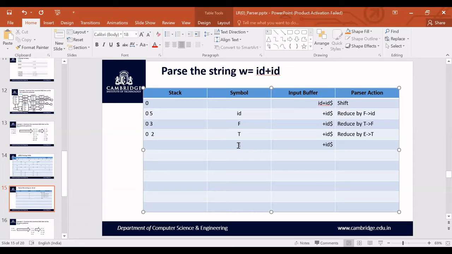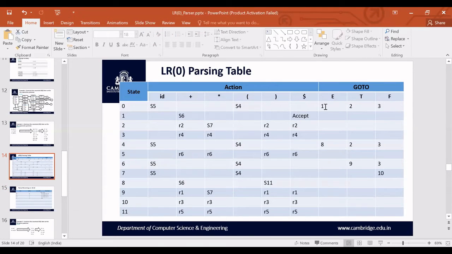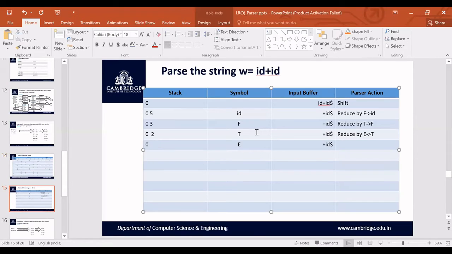Now, how many symbols have you reduced here? Only one symbol. Since you have reduced only one symbol, pop out only one symbol from the stack. The state present on the stack top is 2, so 2 you will be popping out of the stack and you are left with only 0. Now take a transition of 0 on symbol E. 0 on E is 1. Push this 1 onto the stack top.